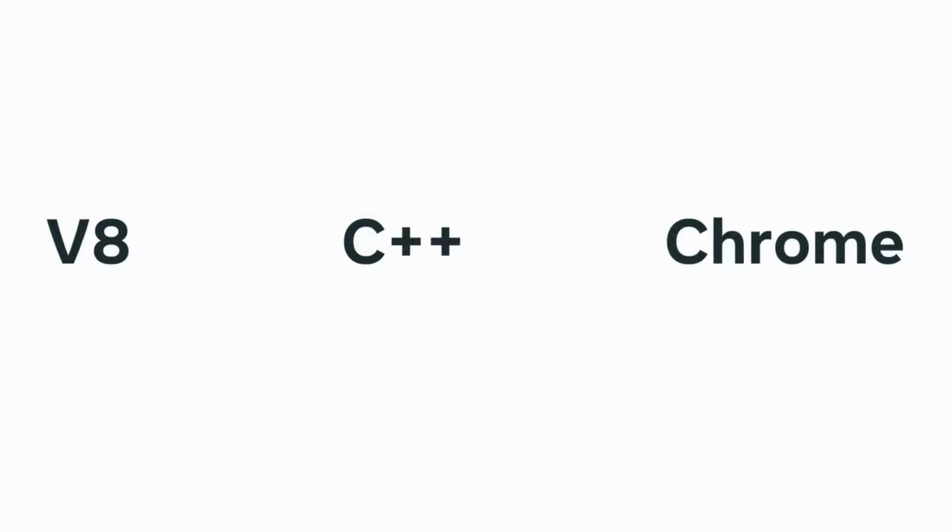V8 is Google's open source high-speed JavaScript engine. It is written in the C++ programming language and used in the Chrome web browser. This engine works with the most popular operating systems such as Windows, macOS, and Linux.